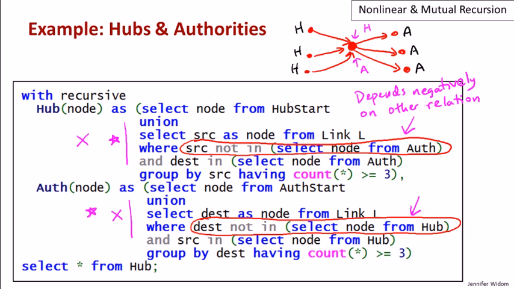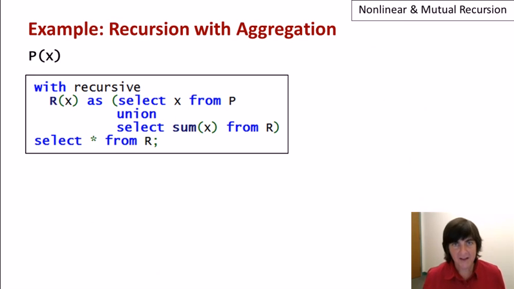And second of all, the restriction that we can't have negative subqueries across recursively defined relations. The last thing I wanted to mention in this video, it's not in the title of the video since we're focusing mostly on nonlinear and mutual recursion, is recursion with aggregation. And let me just show a simple abstract example.